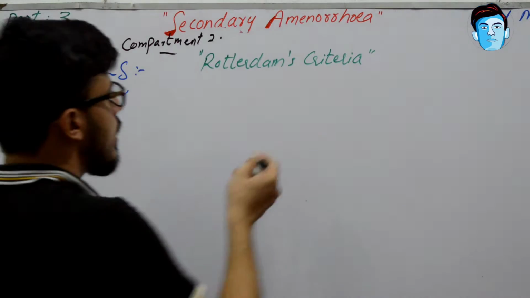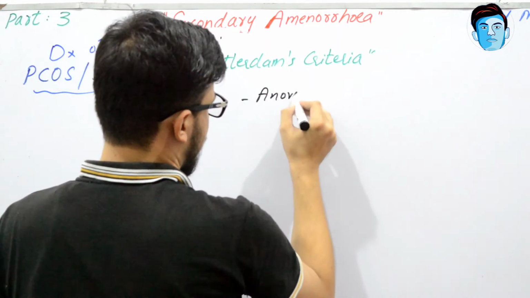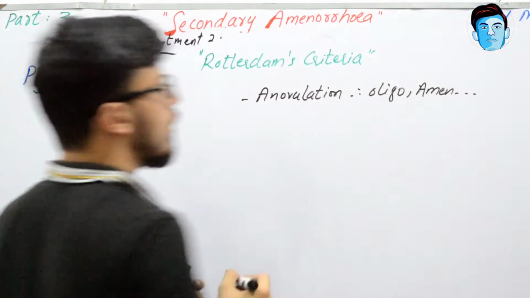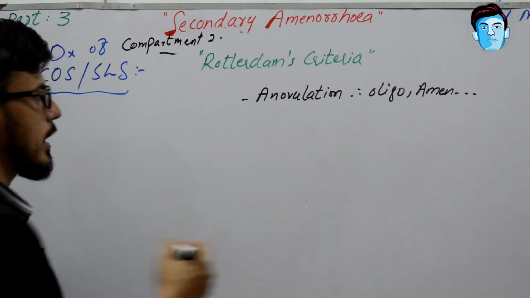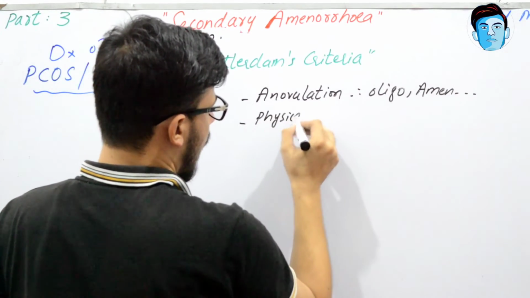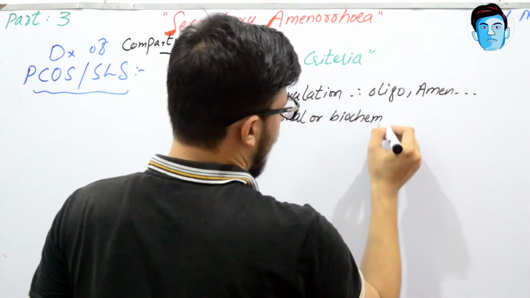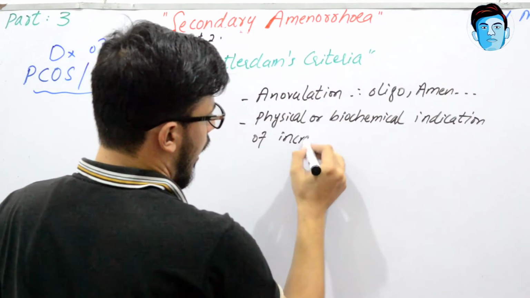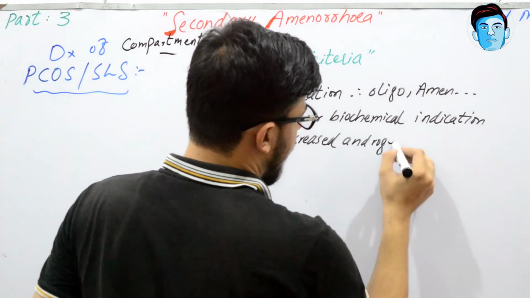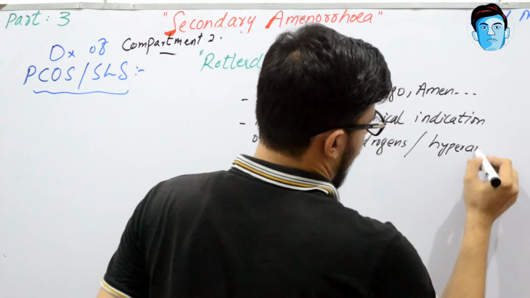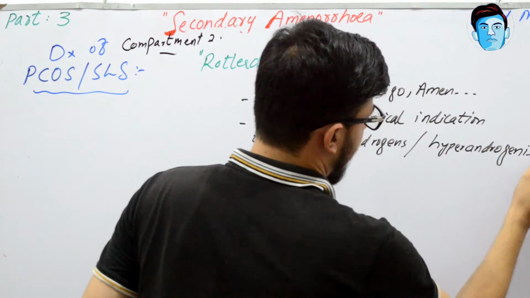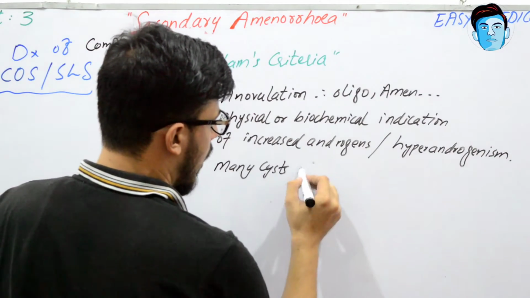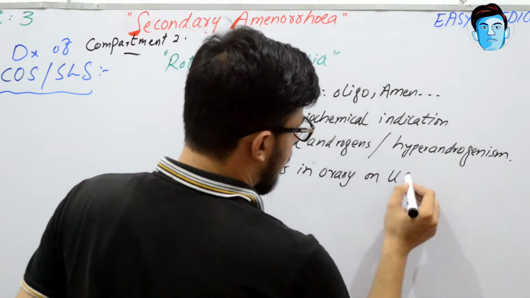So what are the 3 criteria? The first criterion is anovulation. It consists of oligomenorrhea, amenorrhea, and all of these things. The second is physical or biochemical indication of increased androgens, or simply we can say hyperandrogenism. And the third criterion is many cysts in the ovary on ultrasonographic picture.